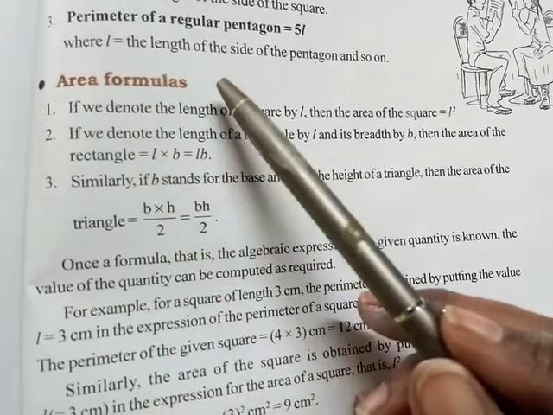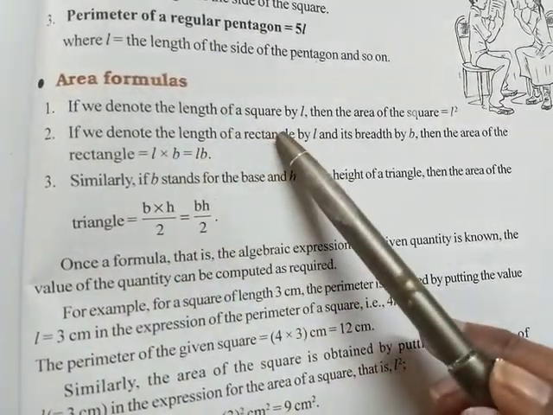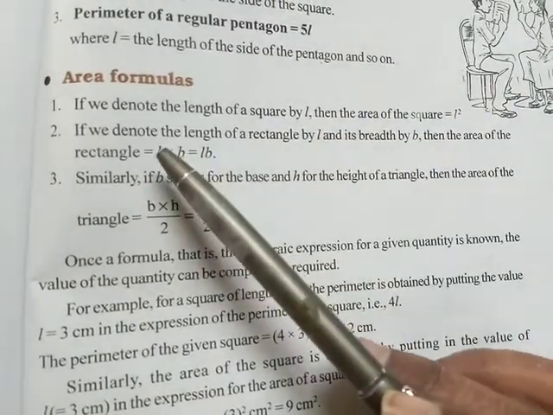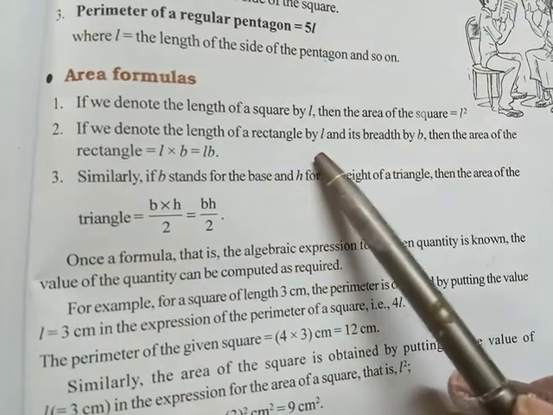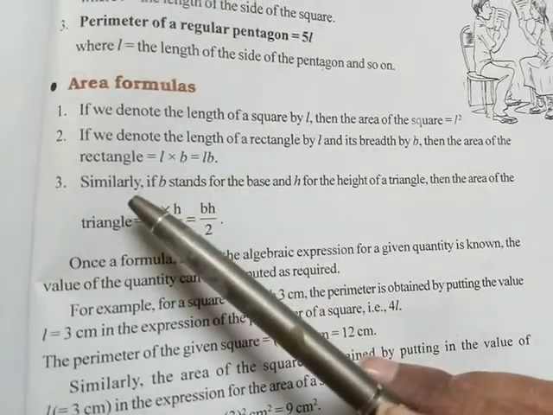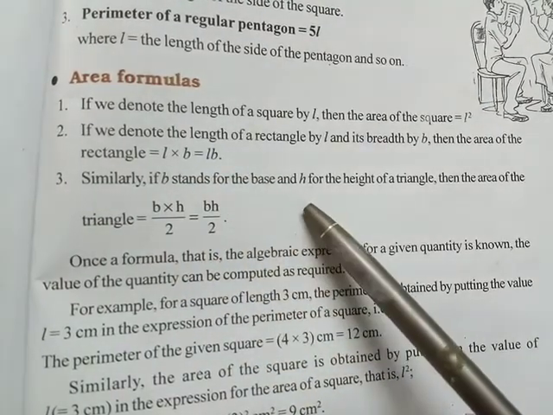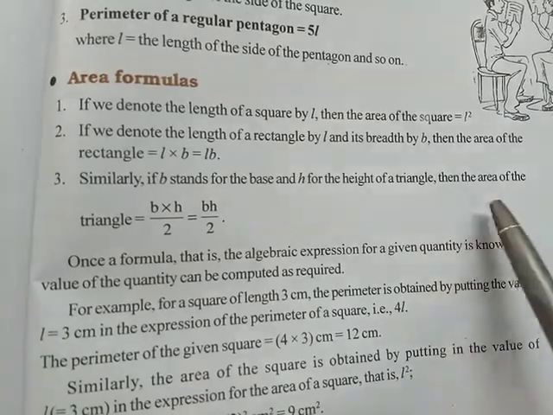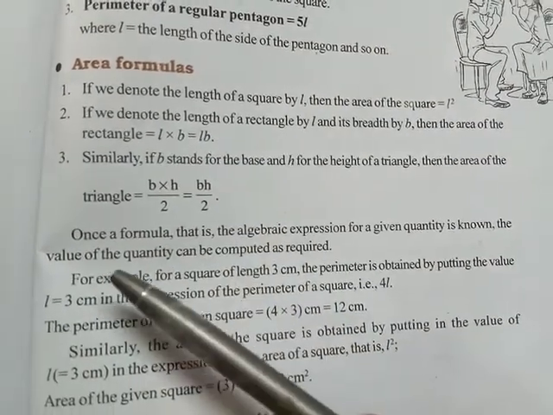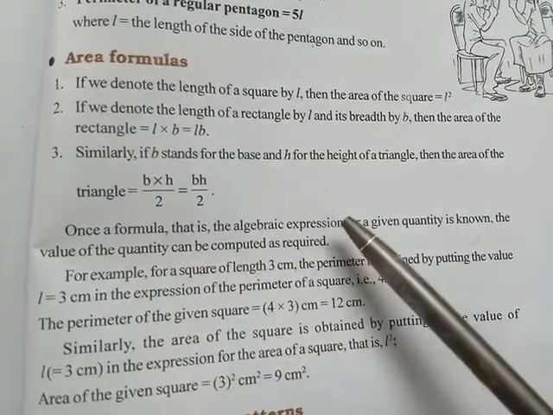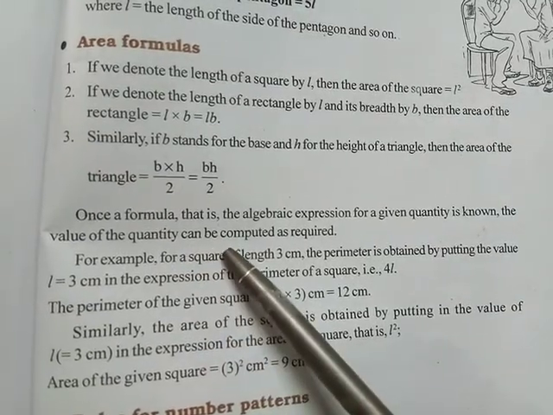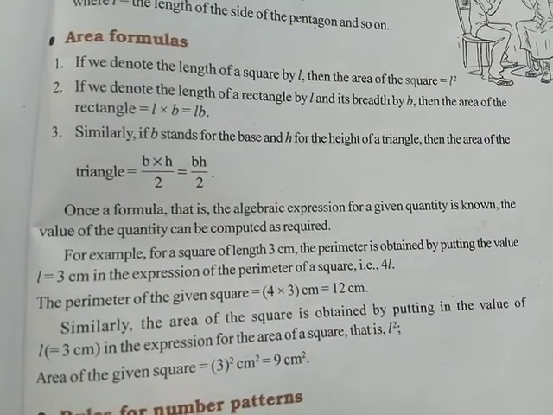Next we have the area formulas. If we denote the length of a square by L, then the area of the square is L square. And if we denote the length of a rectangle by L and its breadth by B, then the area of the rectangle is L into B, that is LB. Similarly, if B stands for the base and H stands for the height of a triangle, then the area of the triangle is 1/2 B into H, that is BH upon 2. So once the formula, that is the algebraic expression for a given quantity, is known, the value of the quantity can be computed as required.